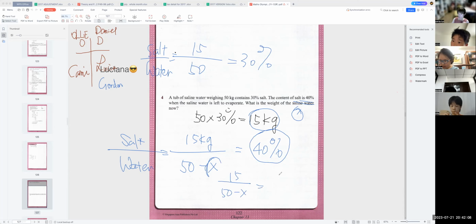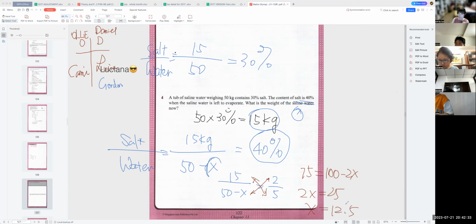How do we do this, everybody? So 40% equals what? Equals 2 over 5, right, Daniel? Okay, so everybody, I'm going to do this thing. The cross-multiplication method, do you remember, children? I have told you, right? So 75 equals 100 minus 2x. So 2x equals 25. So x equals 12.5.